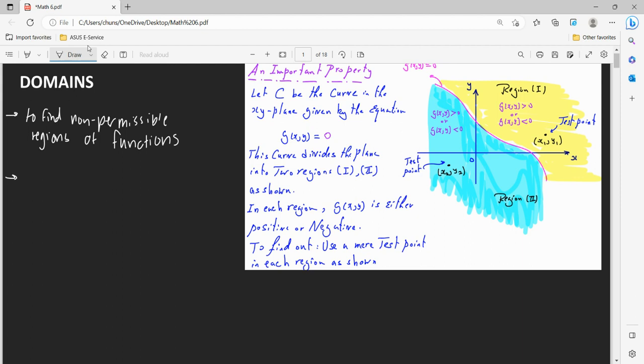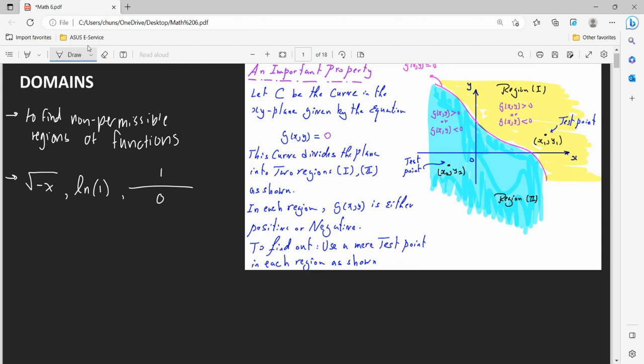So this could include things that we know to be non-real numbers. This could be even square roots of negative numbers. This could be ln of 0, or anything where our denominator is 0. So those are things we want to look out for.